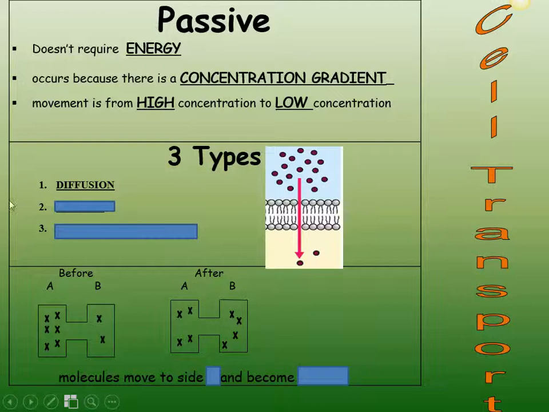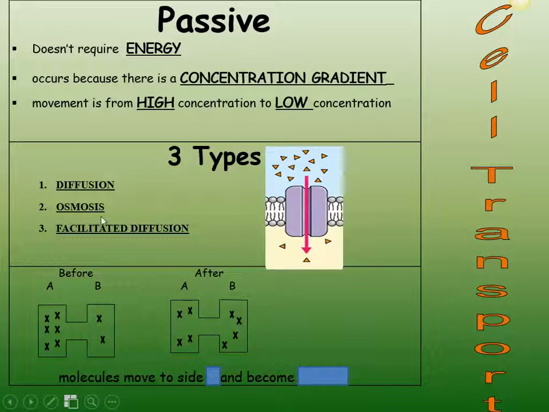The second type is going to be osmosis, which is when water moves from high to low concentration. And then the third type is going to be facilitated diffusion. Now this is still passive transport, but it occurs for molecules that are too big or for some reason can't pass through the cell membrane.